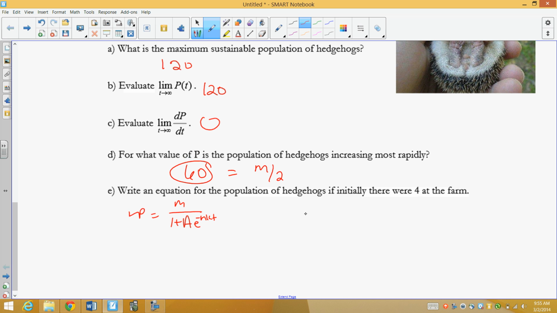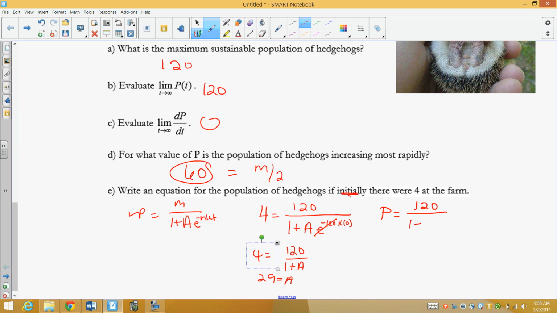So if initially there were 4 at the farm, and we have to deal with this equation, we are going to say there were 4 at the farm whose carrying capacity is 120. 4 equals 120 over 1 plus Ae to the negative 120k times 0, because I said initially there were 4 at the farm, which implies t equals 0. So this is going to go to 1. So I have 4 equals 120 over 1 plus A. Well, as long as my denominator is 30, I'm going to get 4. So A is 29.